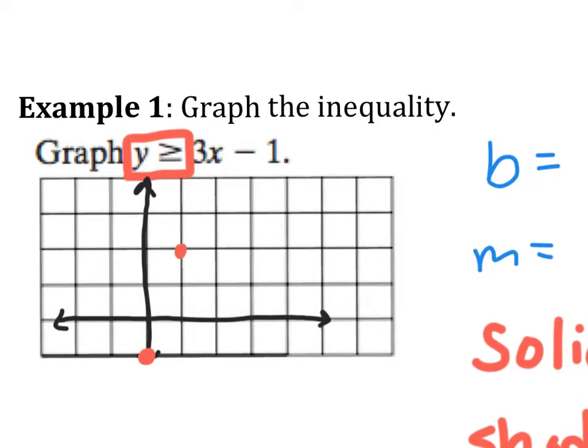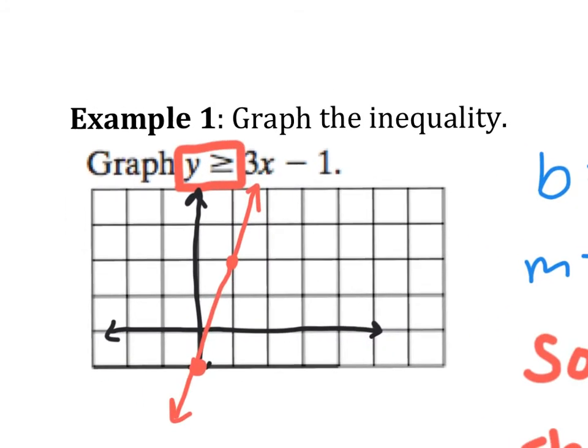And since this is a solid line, I can go ahead and just connect the dots solidly with a straight edge as best as possible. Now the next part: we have to determine which way to shade. According to this, greater than, we're going to shade above. So this is how you can shade. One way to shade it is like this.